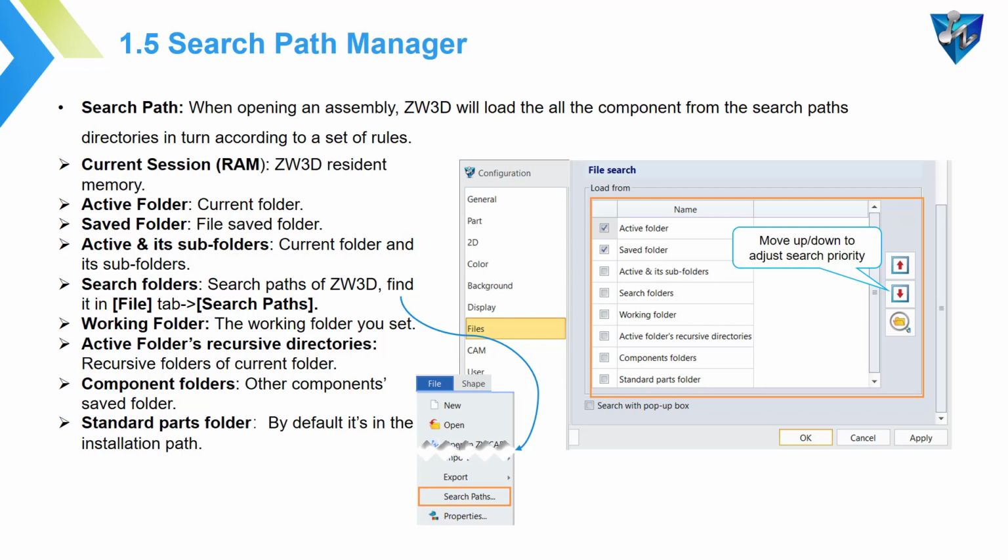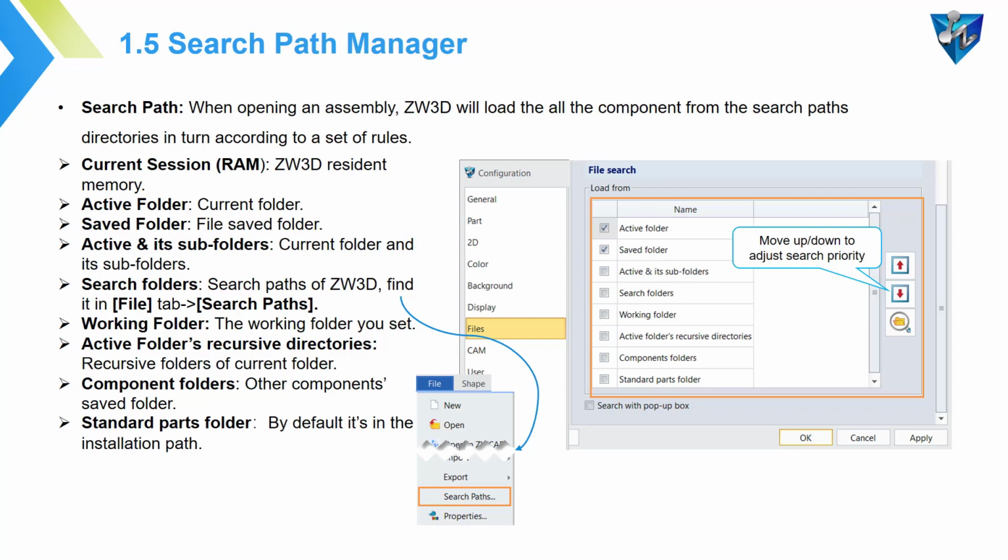And the next one is active and its subfolders. It's easy to understand. And the next one is search folders, which is the search path of ZW3D. You can find it in the File tab. And the next one is the working folder. And the next one is active folders recursive directories, which means the upper level folder of active folder. And the next one is component folder, which means the other components saved folder. And the last one is standard parts folder.